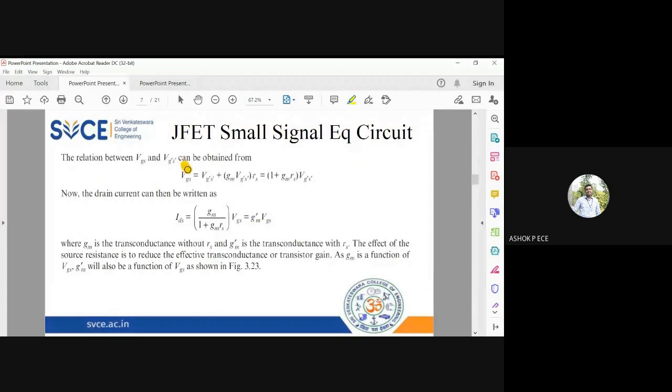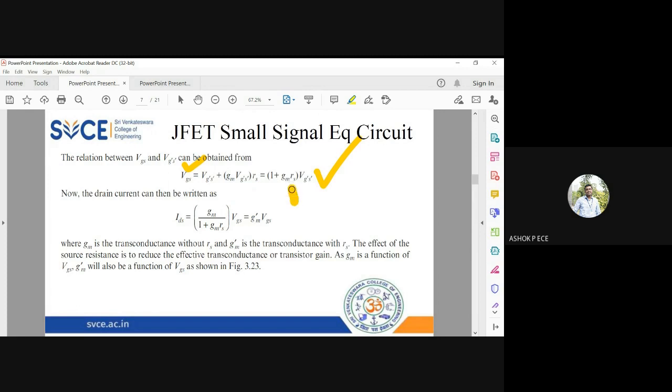So total voltage, it is voltage in series gets split and added, right? So VGS equals VG'S' plus voltage across the resistance Rs. It is I into Rs, so GM into VG'S' into Rs. I can take this VG'S' as common. So I'll get VGS equal to (1 plus GM Rs) into VG'S'.